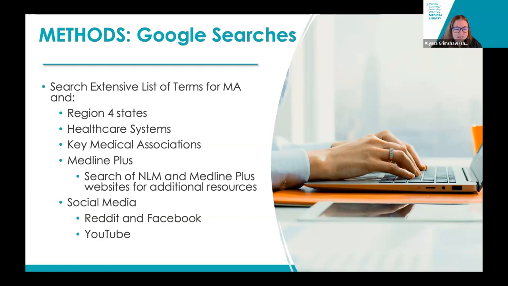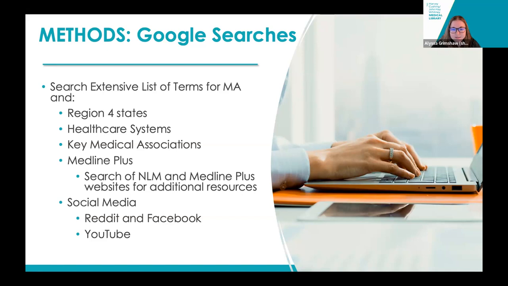Next, we hand searched each of the individual healthcare sites in addition to searching Google because we wanted to make sure that we didn't miss anything. So we looked at any women's health information on these sites. And then we also identified key medical associations, both regionally, nationally and internationally, to see what other information would be available from these resources for patients. Next, we wanted to assess what was available from the National Library of Medicine and specifically looked at MedlinePlus for additional information. And these were both searched using Google keywords and hand searched on the individual websites.